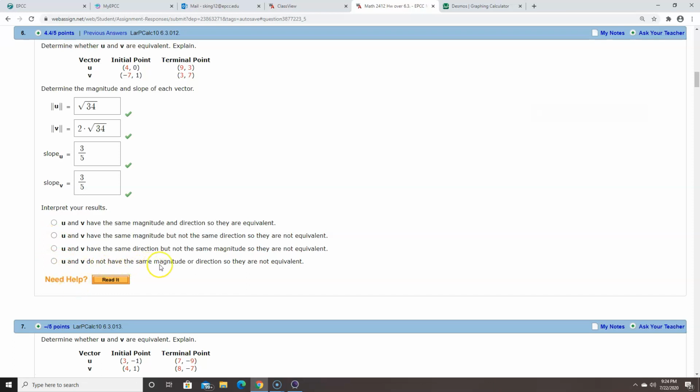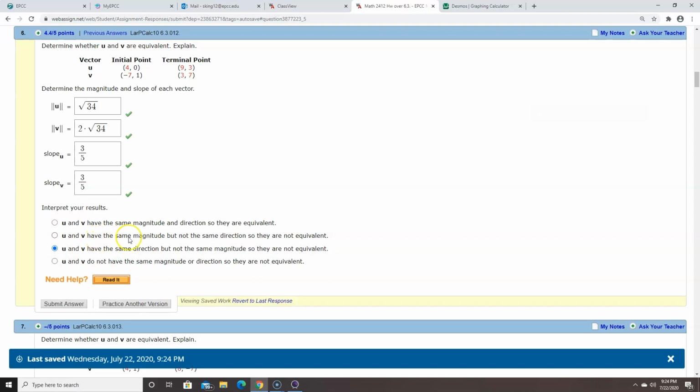Do not have the same magnitude or direction. That's not it. They have the same direction, but they do not have the same magnitude. That's what happened, isn't it? So they are not equivalent. So this is true. What about this one?